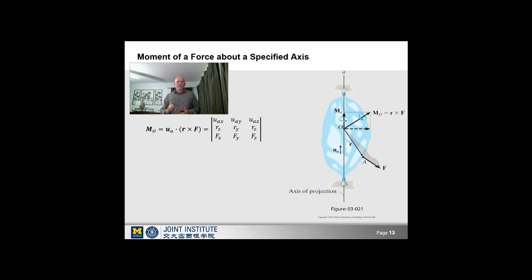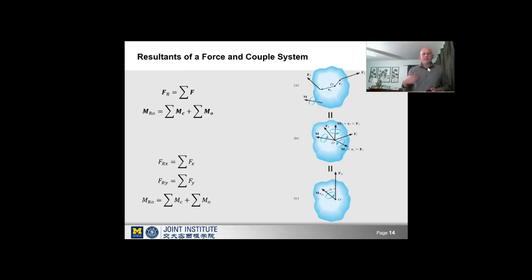We're going to use this unit vector instead, and that will give us the moment about a specified axis. And that's really helpful for a lot of problems. So again, we can calculate the resultant of a force in a couple system through this method.